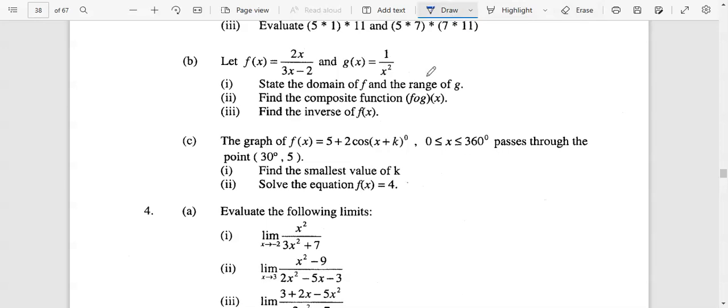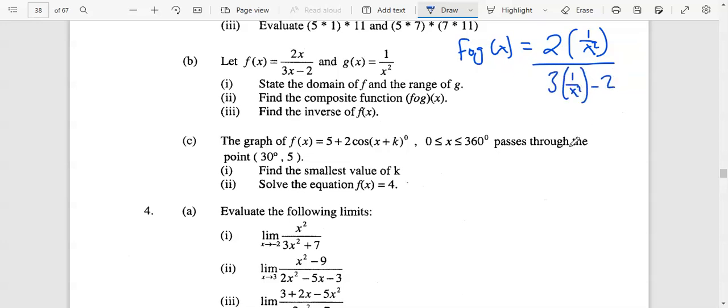Find the composite function f of g of x. So f of g of x, you put g in f. So that is going to be equal to 2, where there is x, I'm going to get 1 over x squared, then divided by 3, where there is x, I'll get 1 over x squared, then minus 2. So this gives us 2 over x squared divided by 3 over x squared minus 2.